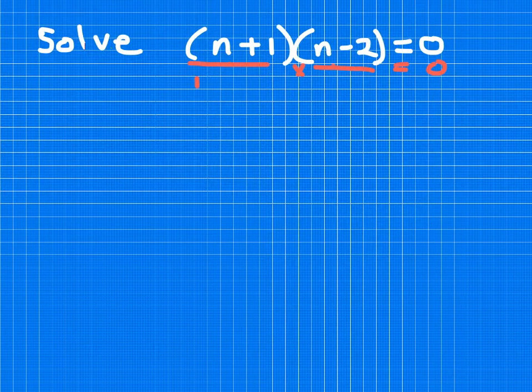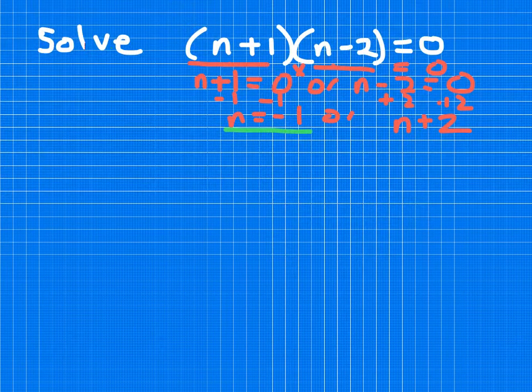We have to say that n plus 1 is equal to 0, or n minus 2 is equal to 0. If we minus 1 from both sides, then n equals negative 1, or if we add 2 to both sides, in this case we've got n is equal to 2. Each time you solve a quadratic equation, you are expecting 2 solutions.